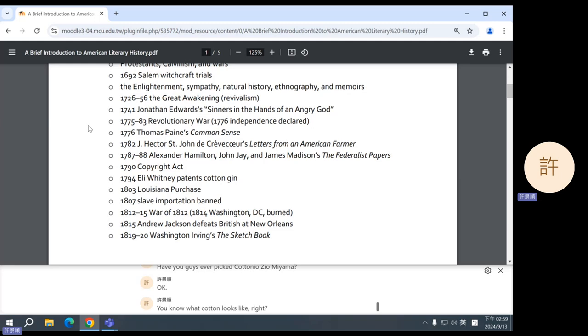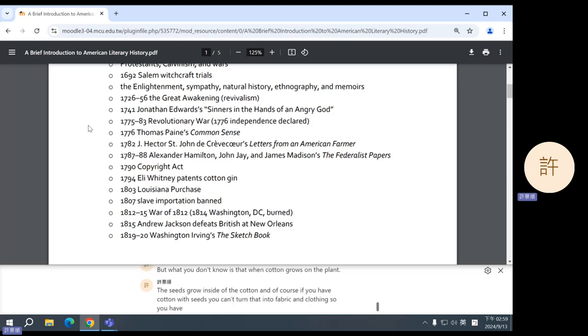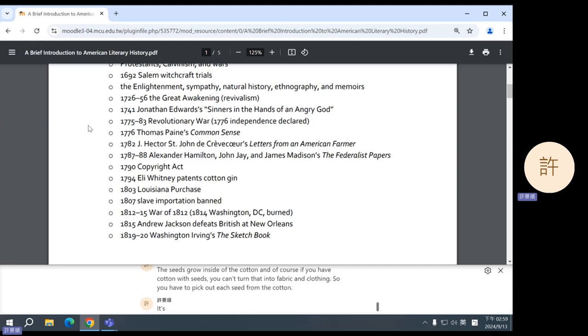But what you don't know is that when cotton grows on the plant, the seeds grow inside of the cotton. And of course, if you have cotton with seeds, you can't turn that into fabric and clothing. So you have to pick out each seed from the cotton. It's hard, takes a long time, and after a while, your hands start to hurt.